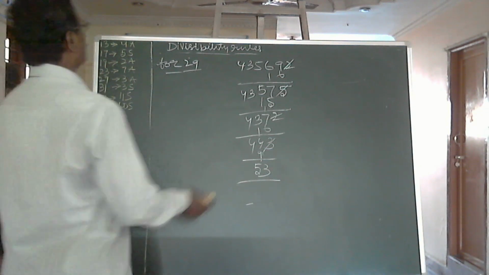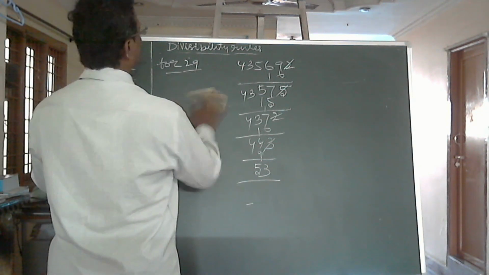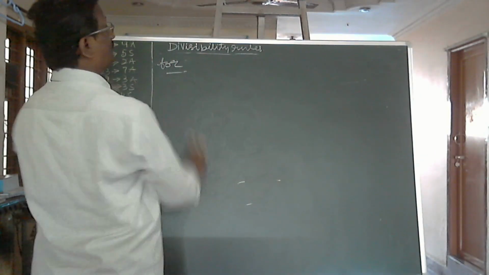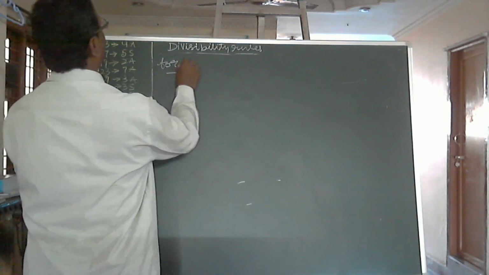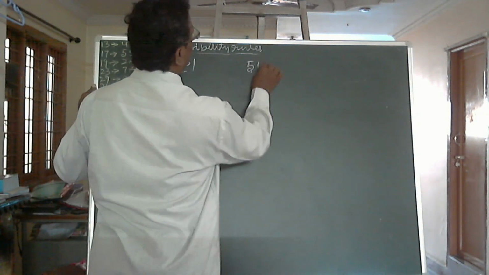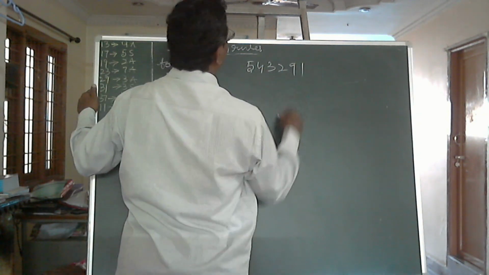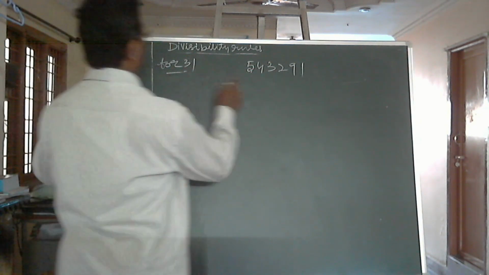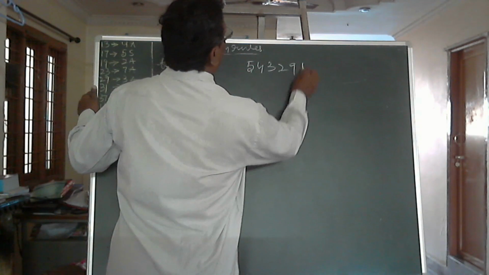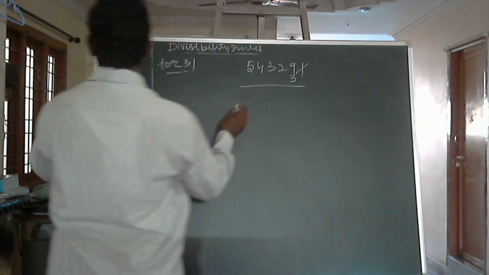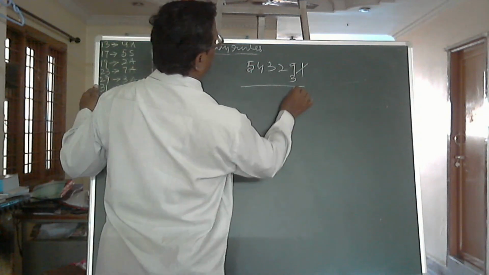Next, divisibility rule for 31. For 31, 3 times we have added for 29. For 31, 3 times we have to do subtraction. Take some number. 3 times is to be subtracted for 31. Cut this last digit. 3 times 3 is 9. Subtract, 9 minus 3 is equal to 6.